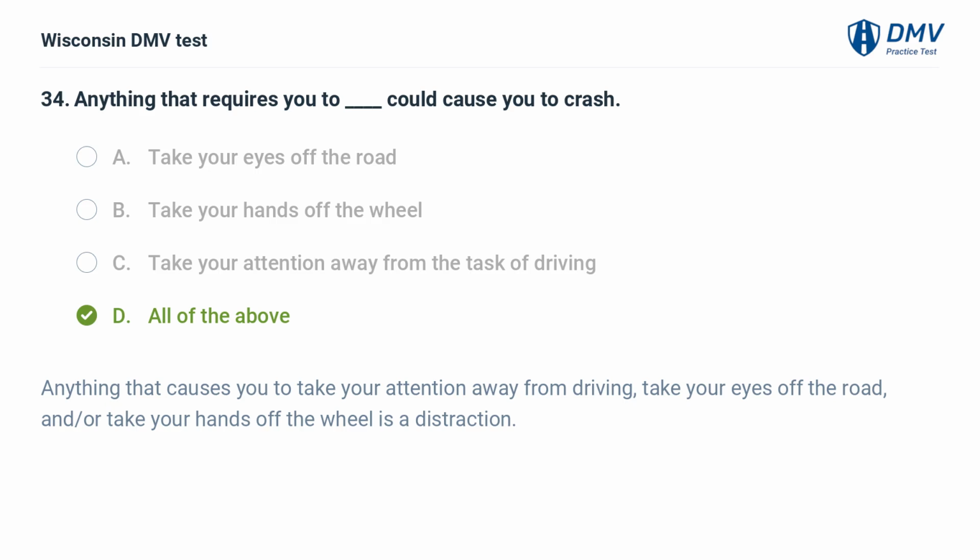D. All of the above. Anything that causes you to take your attention away from driving, take your eyes off the road, and/or take your hands off the wheel is a distraction.